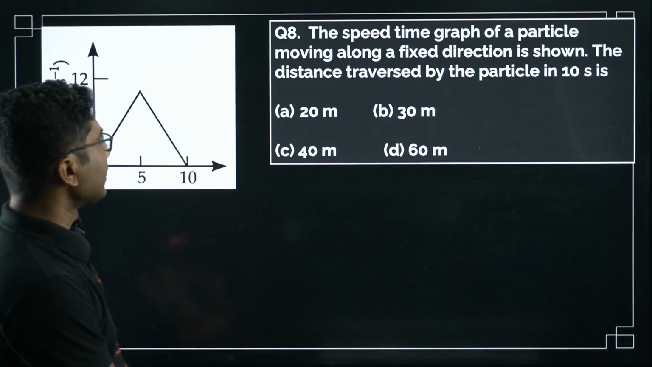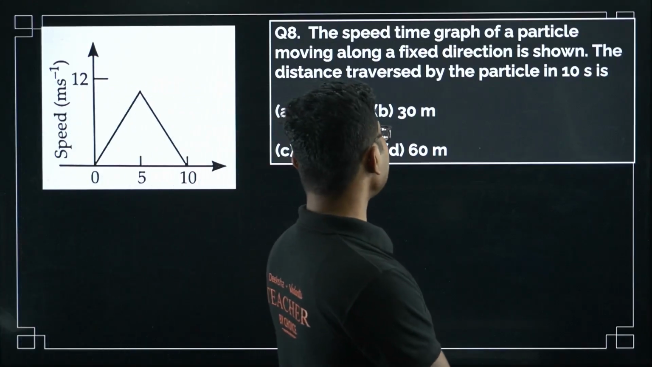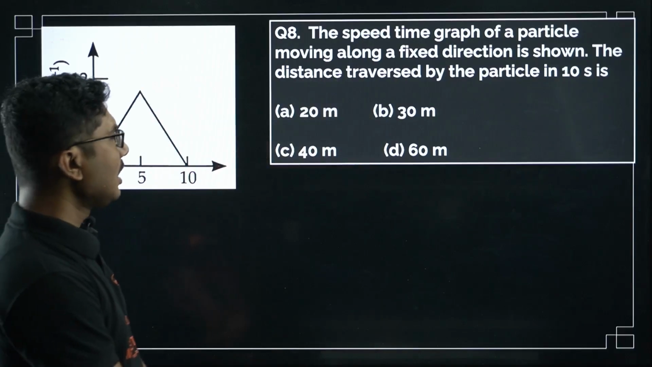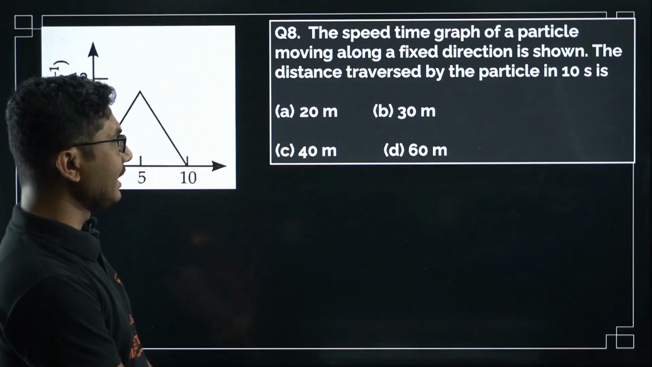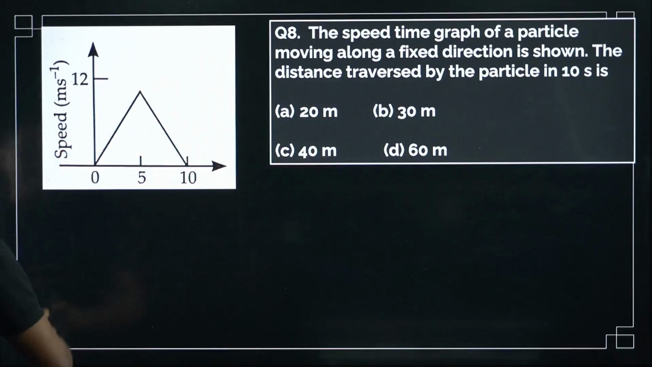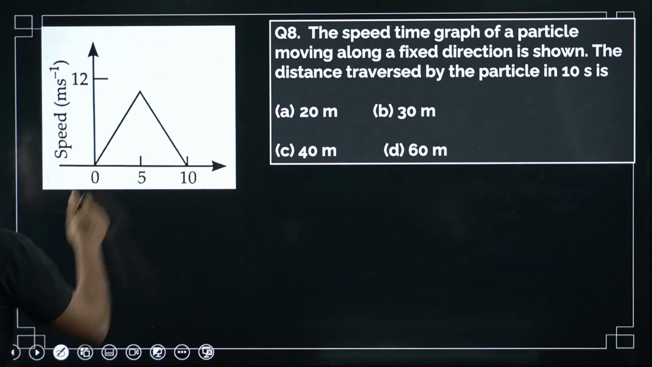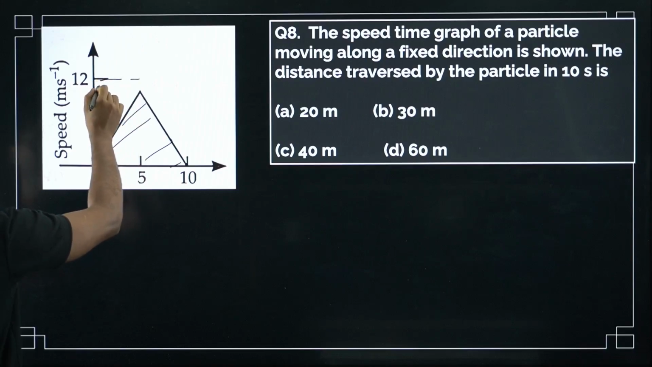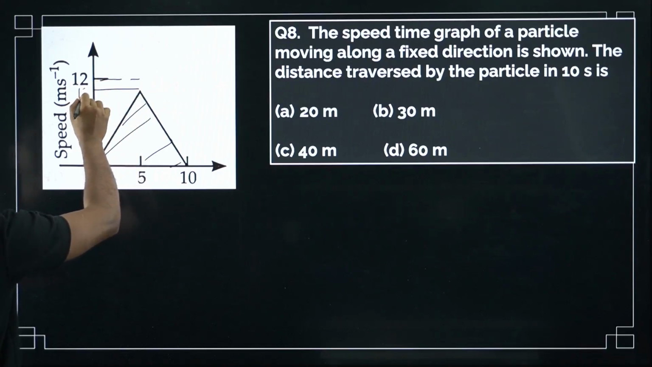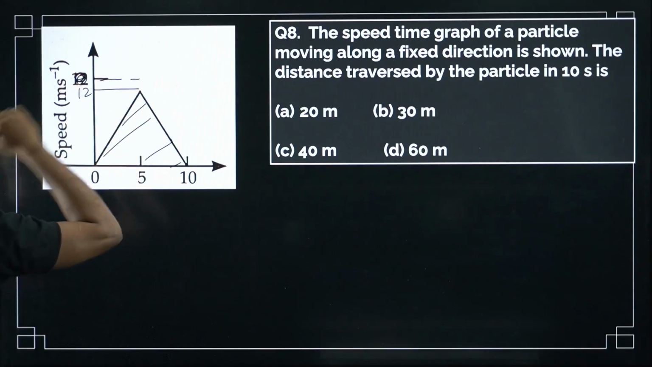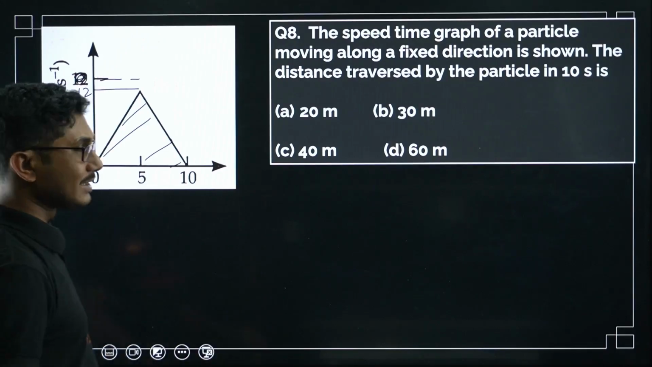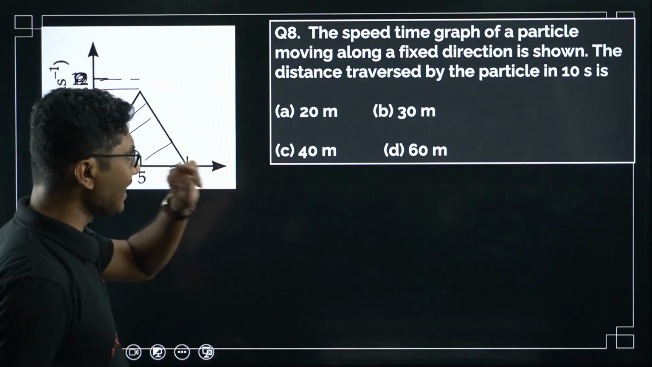Next question: the speed-time graph of a particle moving along a fixed direction is shown. The distance traversed by the particle in 10 seconds. So this is the speed-time graph. Distance traversed is basically the area under the graph. Now this is slightly above, but it should be 12 actually. This value is wrong. The diagram in the book from which we took this image is slightly incorrect.